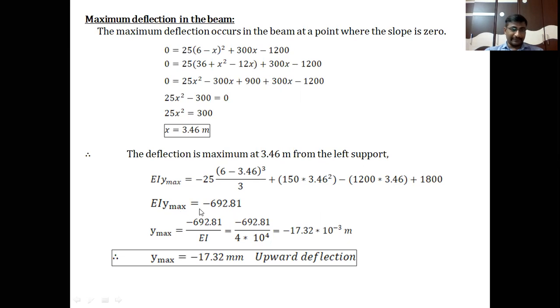Again the minus sign has come. So this negative sign represents that the maximum deflection is also in the upward direction. So y max is equal to minus 692.81 divided by EI. EI value is 4 into 10 to the power of 4, which is given in the problem. Then we will get minus 17.32 into 10 to the power of minus 3 meters, or y max is equal to minus 17.32 mm. Minus sign represents upward deflection.